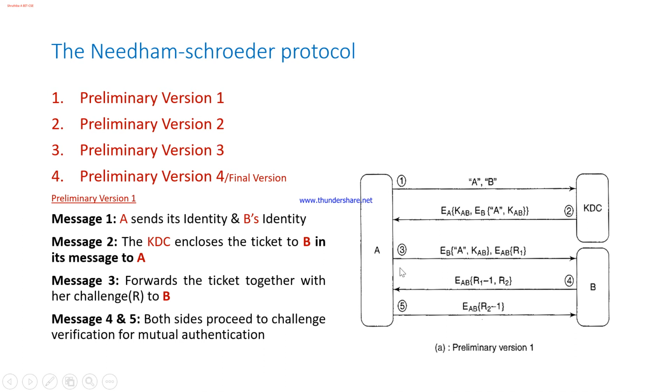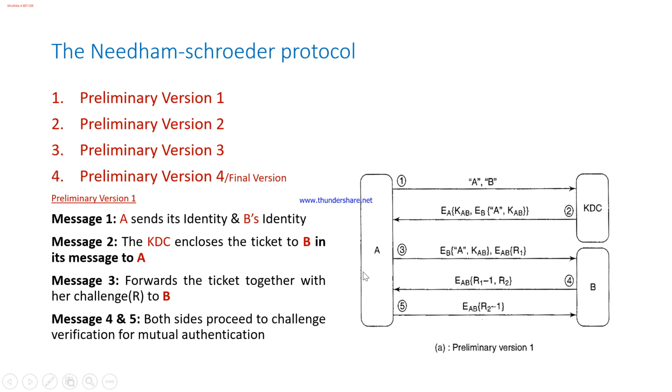So what this person A does is send the identity of A and the identity of the one with whom it intends to communicate. On receiving this, the key distribution center will generate the session key AB, and the same will be communicated. But you can see here we have two fields in the message that is sent back: the session key directly, and the session key encrypted using B's shared secret key. And this entire message is encrypted by the shared secret key of A and KDC.